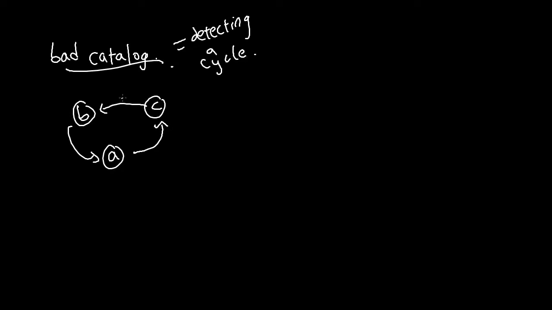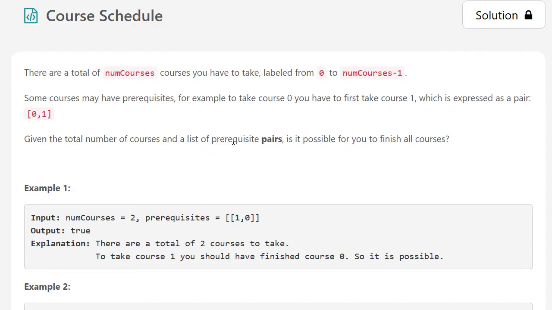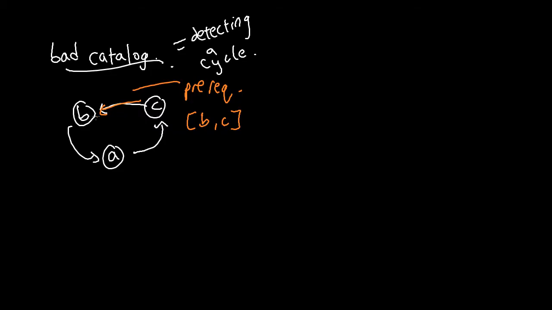So each one of these arrows here is a prerequisite, right? So in this question, this would be expressed as, I believe, B, C. So to take course 0, you have to first take course 1, which is expressed as 0, 1. So that means to take course B, you need to first take course C. So B, C. Okay, so that's one way to go about it.